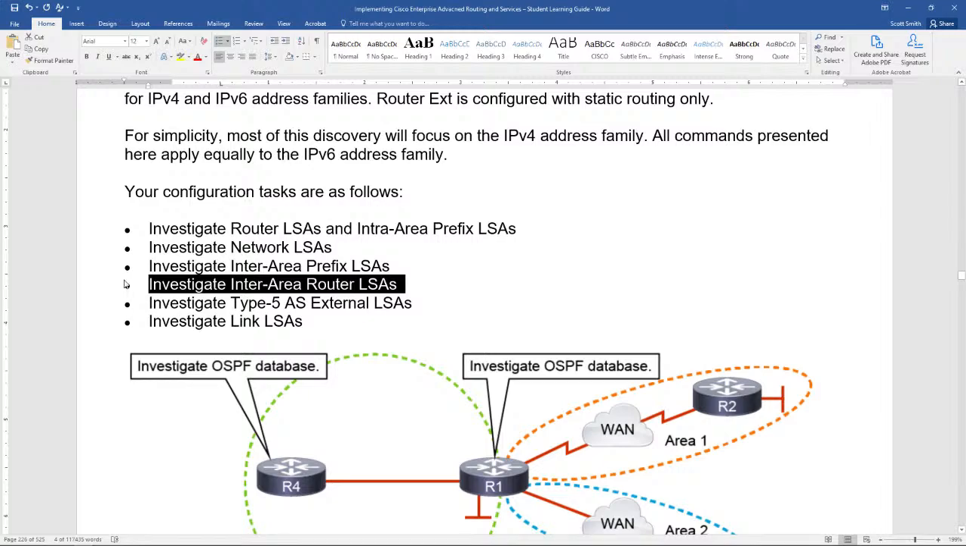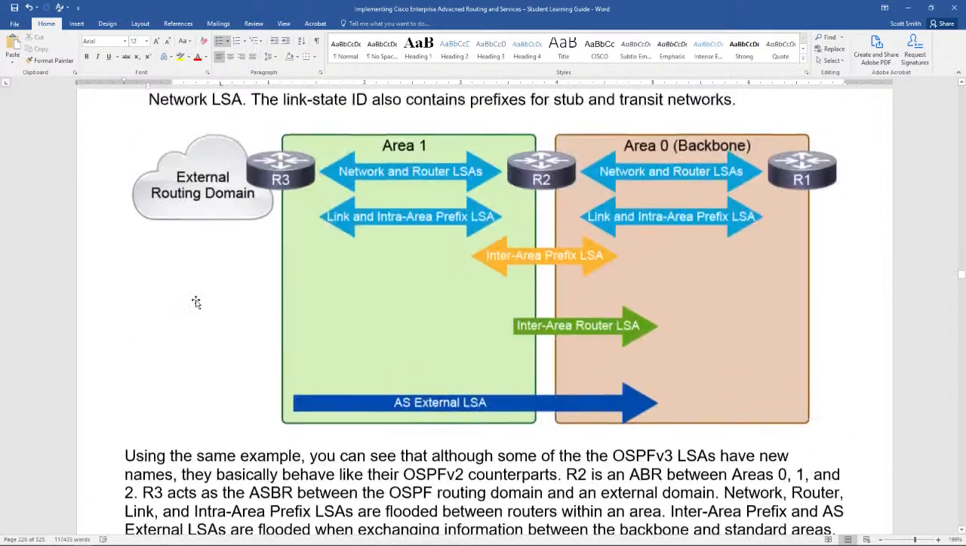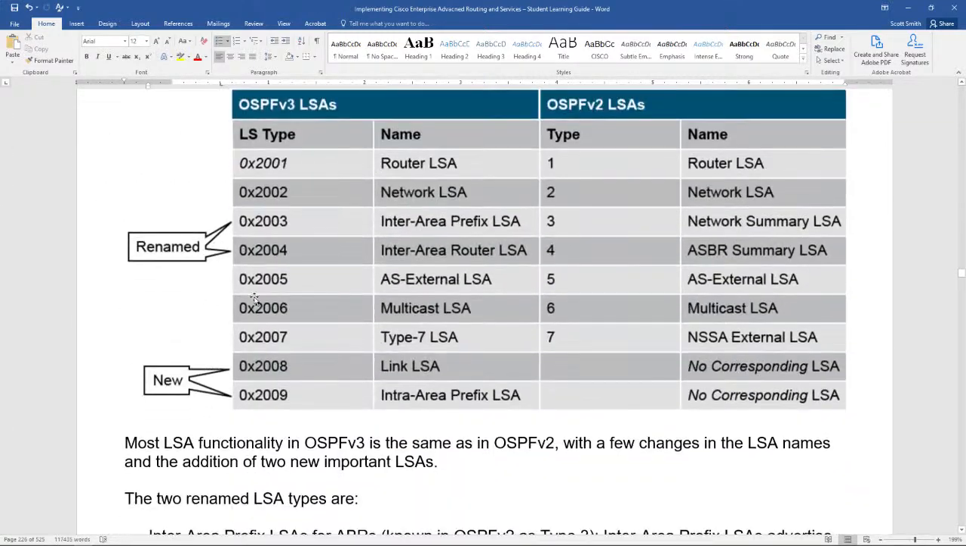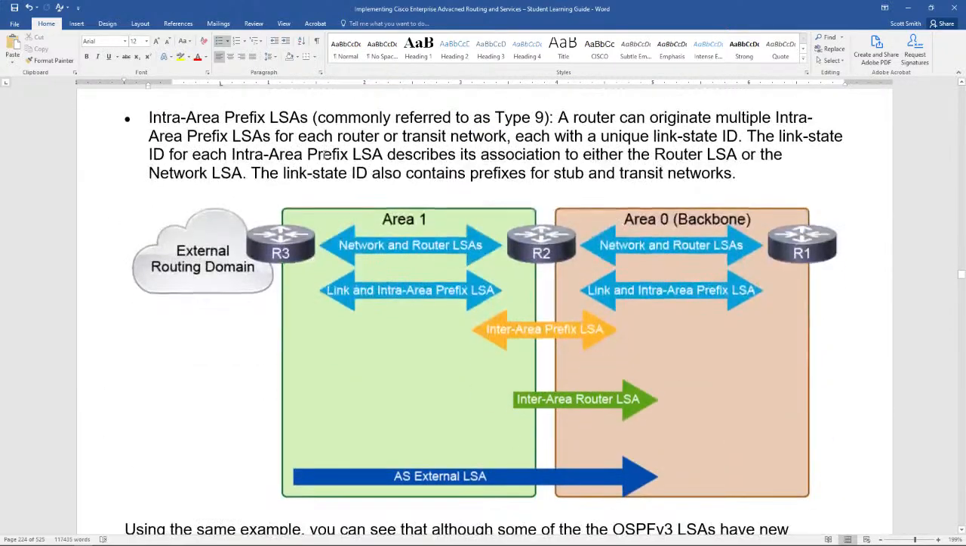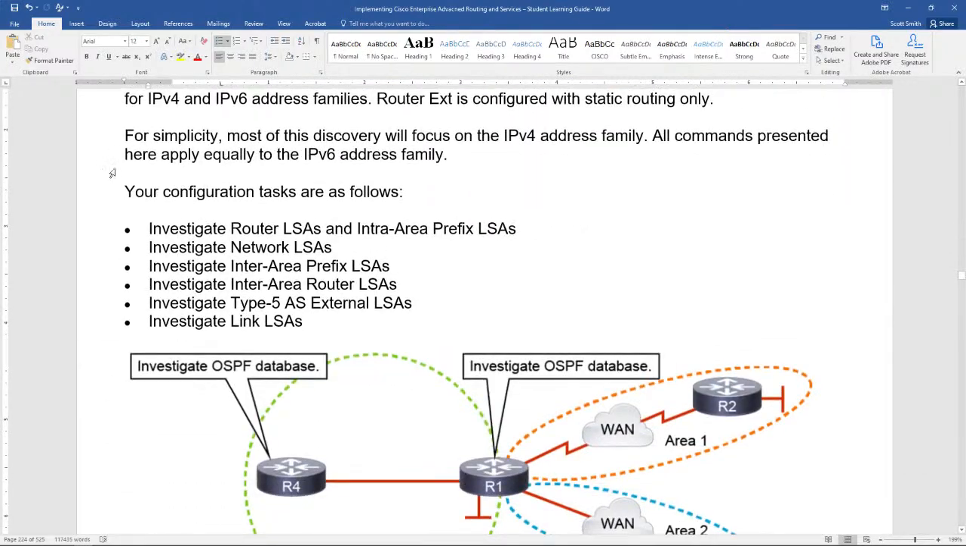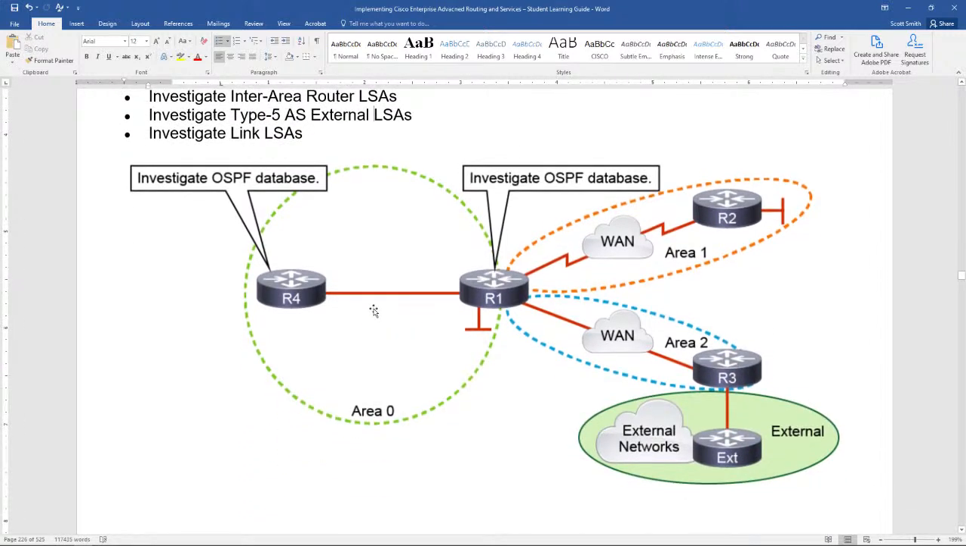ASBR summary LSAs. Again, remember, we're talking about OSPFv3 in this case. Some of you are probably familiar with the OSPFv2 concepts, so the terminology might look a little different here because we're using OSPFv3 in this particular exercise. But in this case, we are talking about the type 4 LSAs, then the type 5s, and then finally the type 8s. All right? That's going to be our progression here.